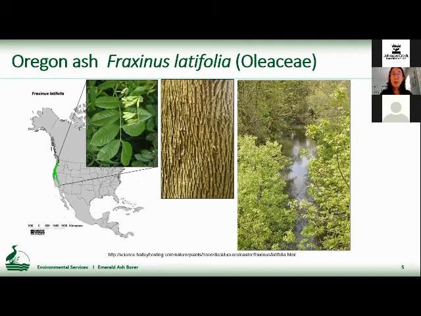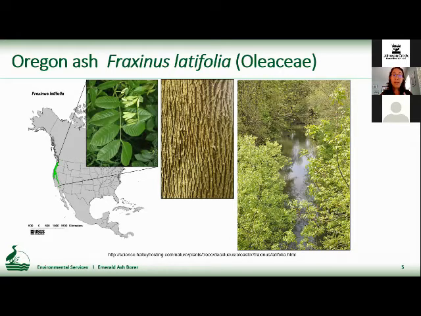So our local species of interest is Oregon ash. As you can see on the left, it doesn't have a huge wide range. It's something that we see throughout the Pacific Northwest, and it's really quite common in low elevation areas in the Willamette Valley, and a tree species that we see regularly here in the Portland metro area and is common to many of our riparian areas.